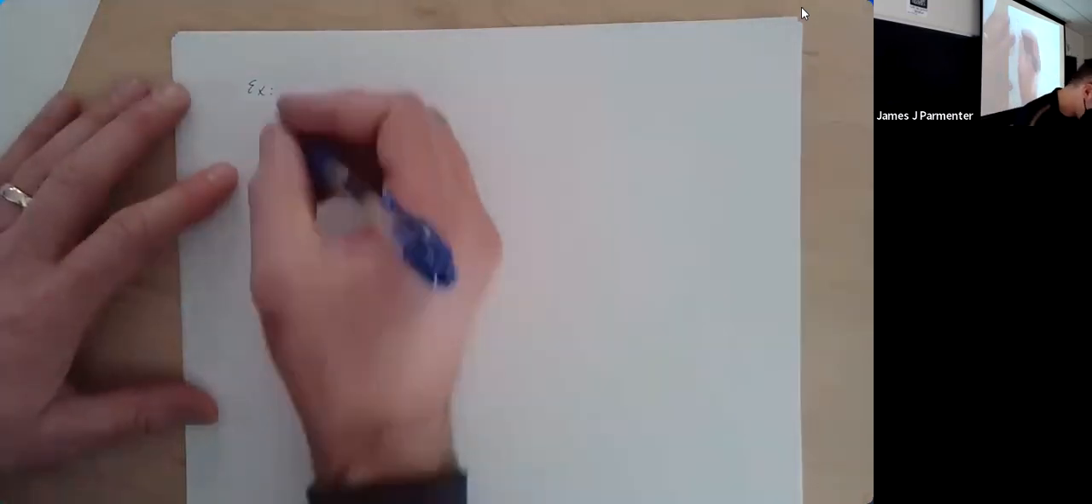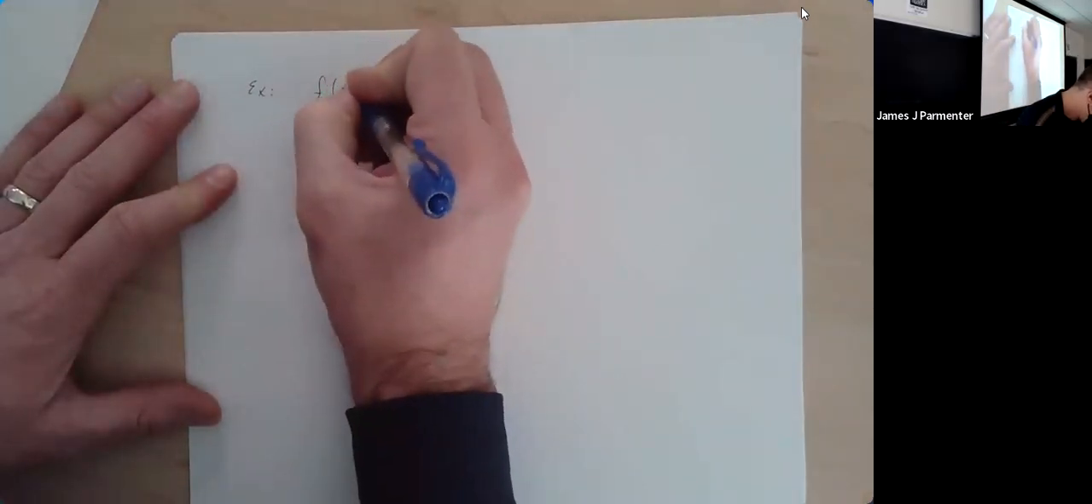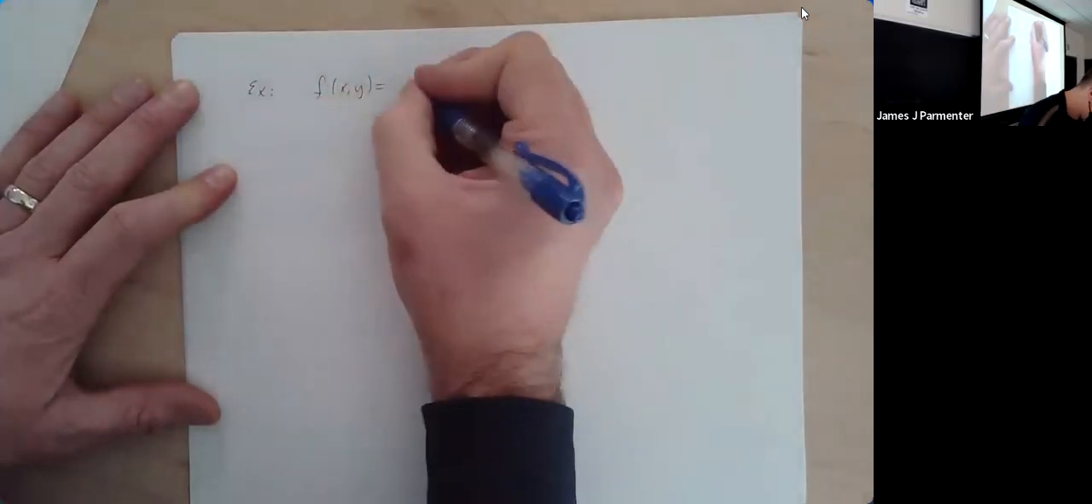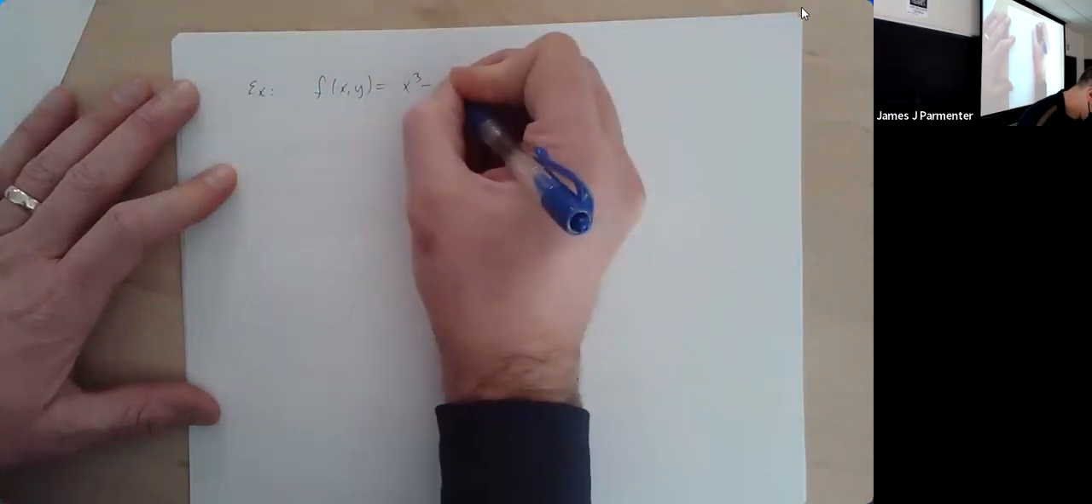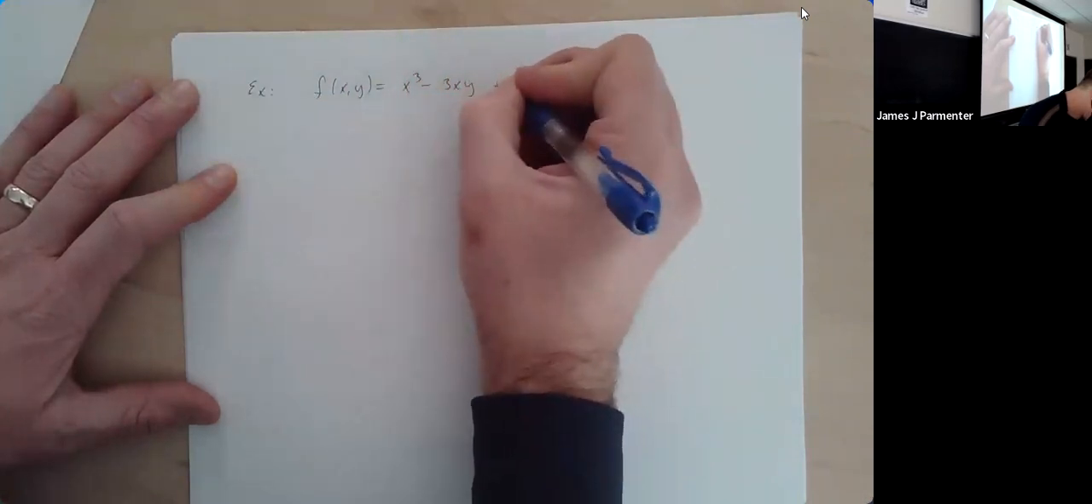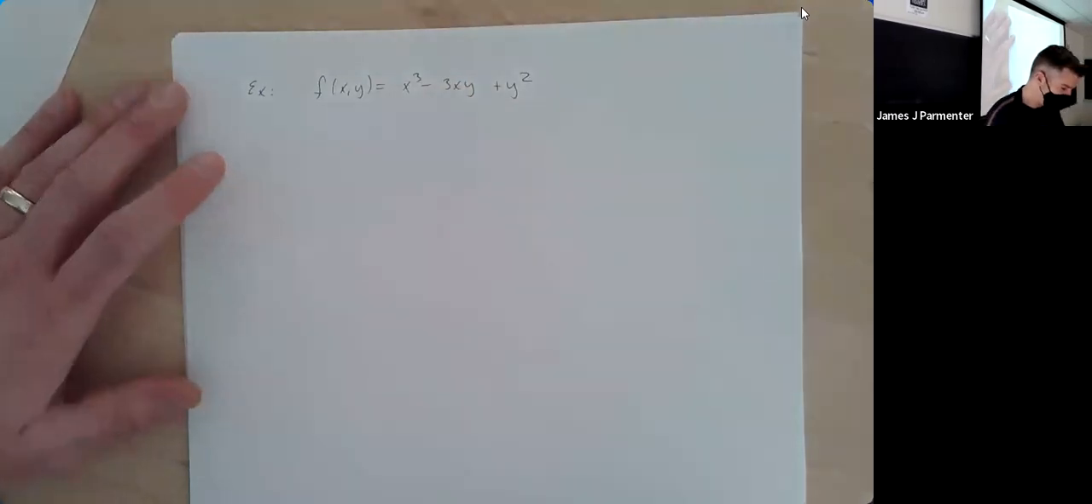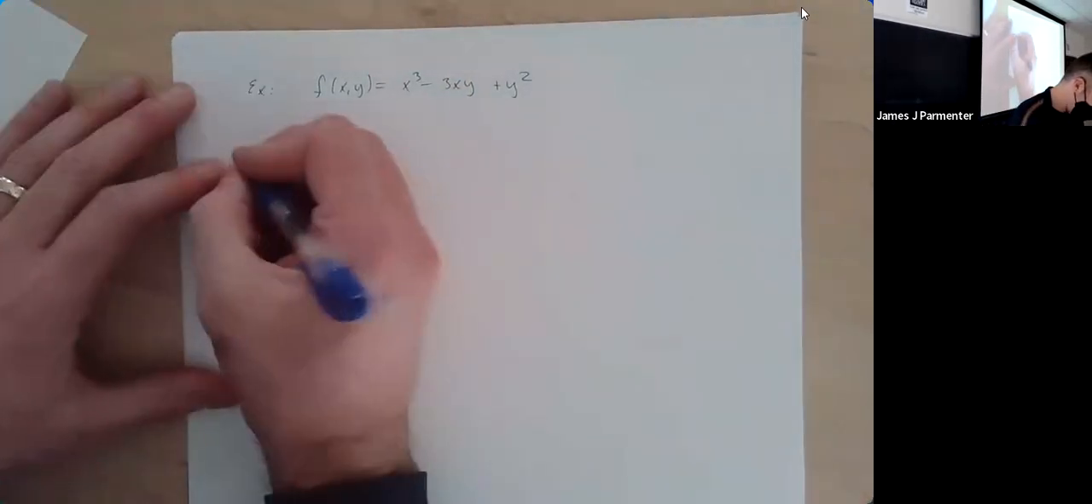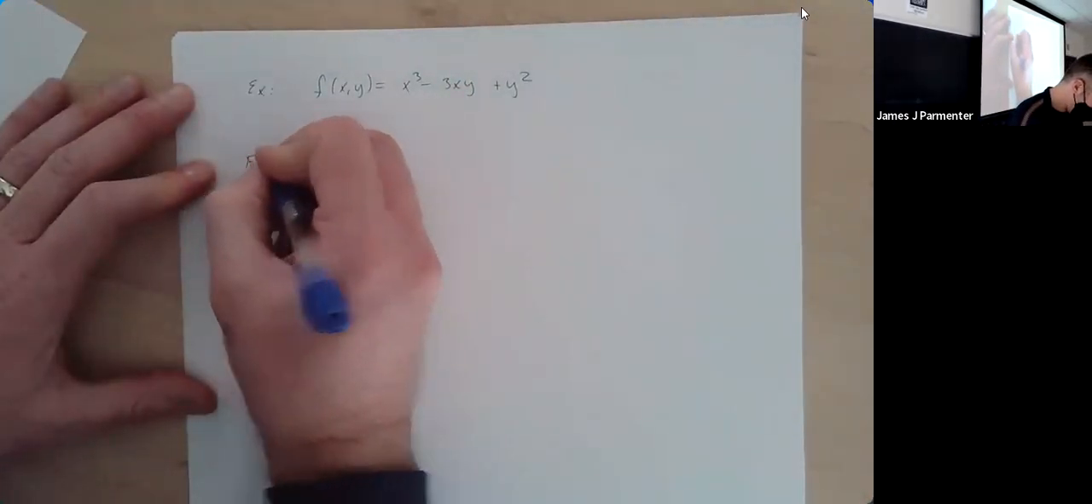Okay, sure. So let's say we have this function. F of x comma y equal to x cubed minus 3xy plus y squared. And I want to first find the critical points.